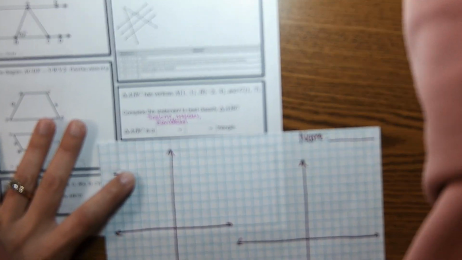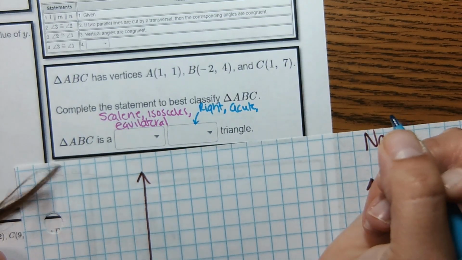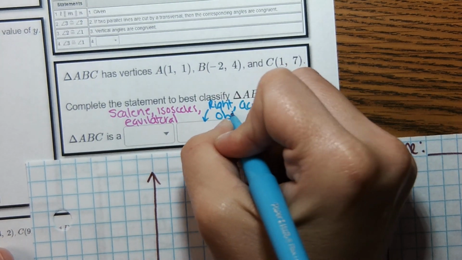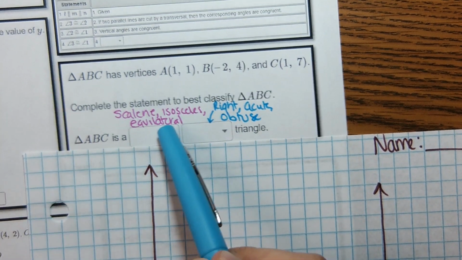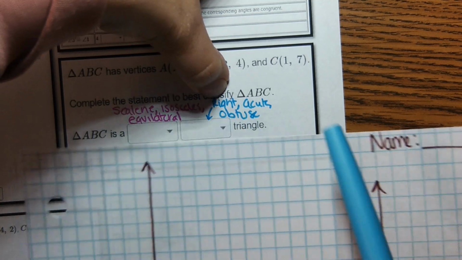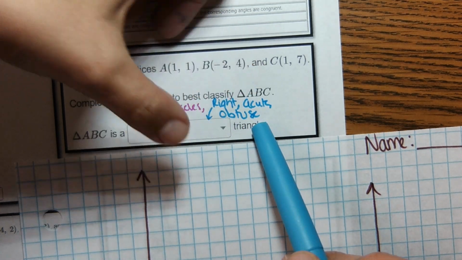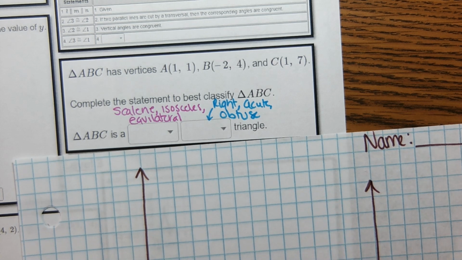I'm going to zoom in. And then for the second one, the options are either right, acute, or obtuse. So the three options are scalene, isosceles, equilateral, or right, acute, or obtuse triangle. A right triangle would have one right angle, acute would have all acute angles, and obtuse would have one obtuse angle. And of course, these words are on the study guide too. So, just to be thorough.